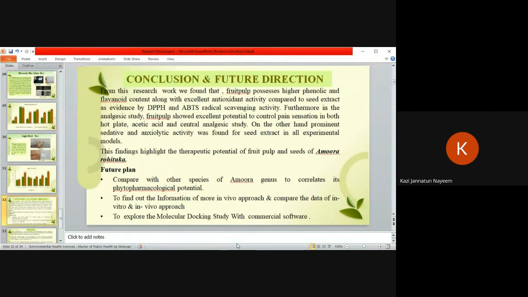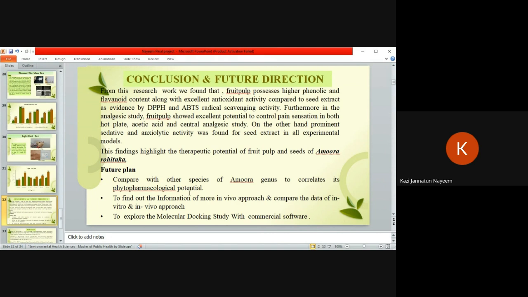This finding highlights the therapeutic potential of the seeds of Amora rohituka, more prominent than any other parts like fruit pulp. My future perspective on this research is to evaluate the phytochemicals more, and correlate with other Amora genus species. In this research I evaluated one species, Amora rohituka. Another plant was Amora chittagonga. I also worked on that, but I didn't mention it here. I only describe Amora rohituka.